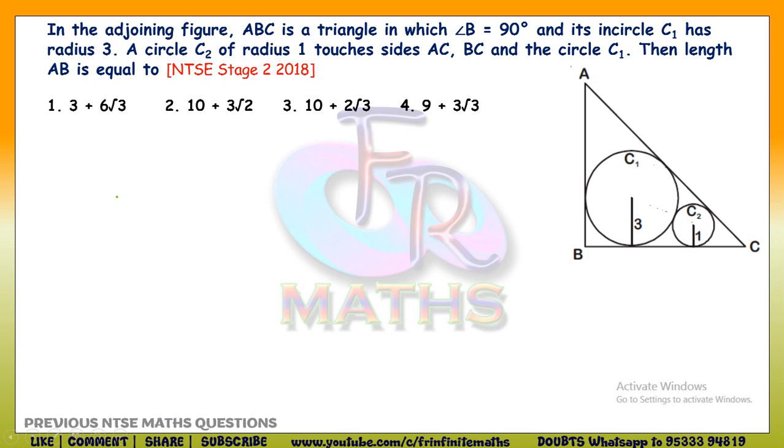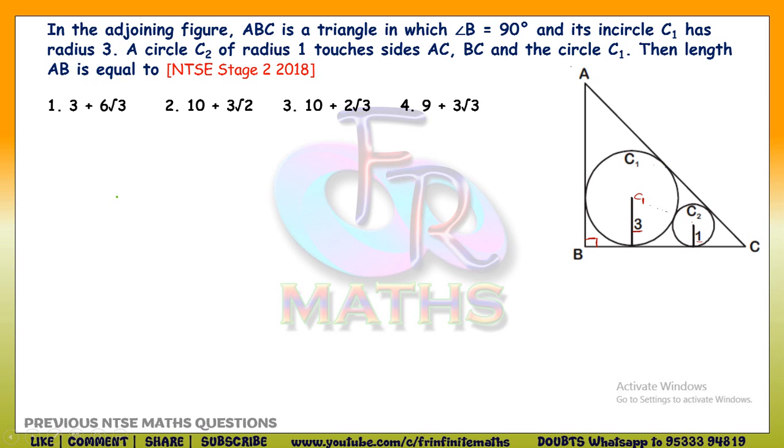This question is related to secants and tangents to a given circle. ABC is a triangle in which angle B is equal to 90 degrees. In the adjoining figure, a figure is given in which angle B is equal to 90 degrees and it's in circle C1, the circle with center C1, which has a radius of 3 centimeters. Next, there is one more circle of radius 1 that touches the sides AC, BC and the circle C1. Then he is asking for the length of AB.